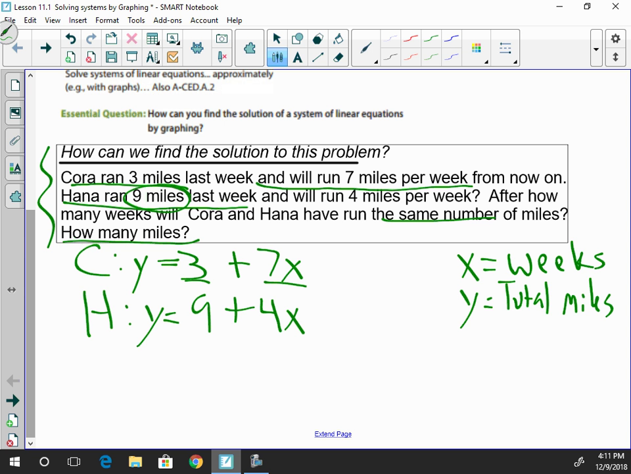When we're asked the question, we want to know how many weeks Cora and Hannah will have to run until they get the same number of miles. So we want to know when x is the same, and we want to know how many miles that will be. So when will the y's be the same? So I want you to think about ways you might want to solve that. And we are going to move on to learning the technique that we'll double back to later.